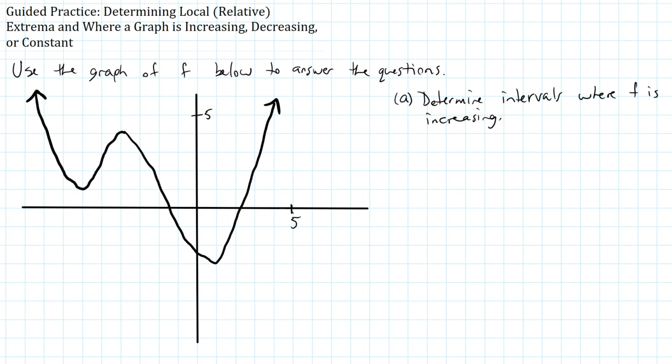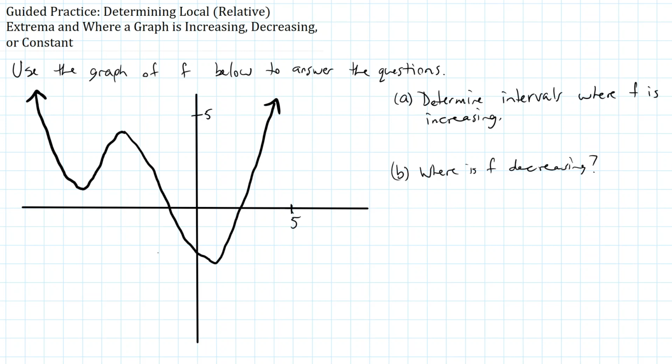Okay, you could probably guess what question B is. Determine intervals where f is decreasing. Where is f decreasing? Same idea. Read your graph left to right along the x-axis and describe using the x values where the function is going down.